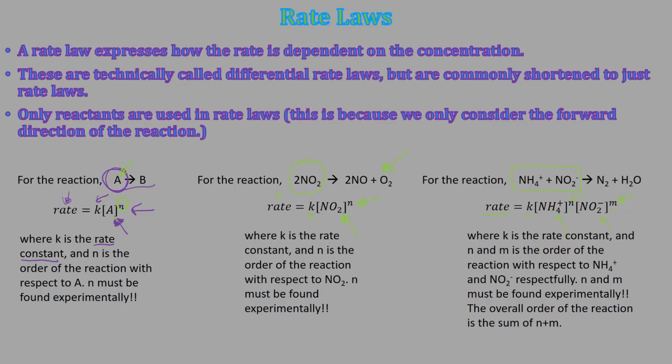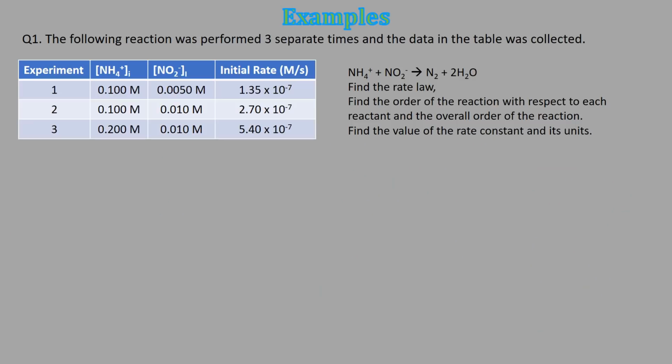Now, the order of the reaction can only be found through experimentation. It cannot be found any other way. So we have to look at the data from an experiment. Since we have two reactants and they each have their own order, the overall order of the reaction can be found by taking the sum of all of the orders. That sounds complicated, but it's really not. It's very easy.